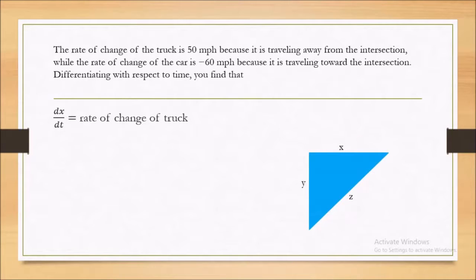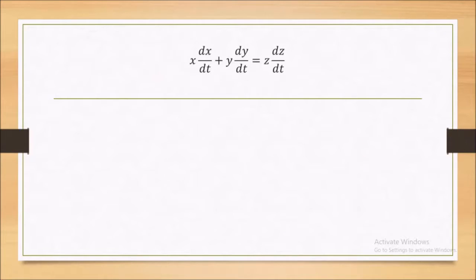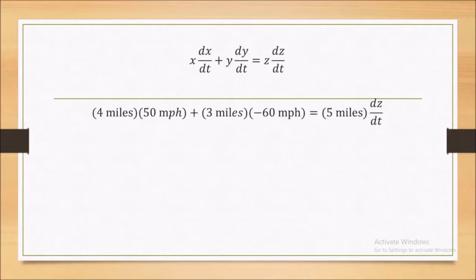For dx/dt, the rate of change of the truck is 50 miles per hour because it is travelling away from the intersection. For dy/dt, the rate of change of the car is negative 60 miles per hour because it is travelling toward the intersection. By following the equation, we replace x equals 4 miles, dx/dt equals 50 miles per hour, y equals 3 miles, dy/dt equals negative 60 miles per hour, and z equals 5 miles.